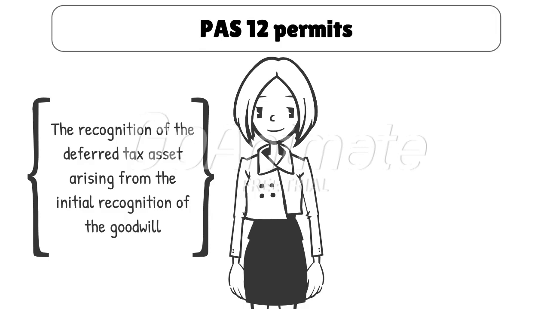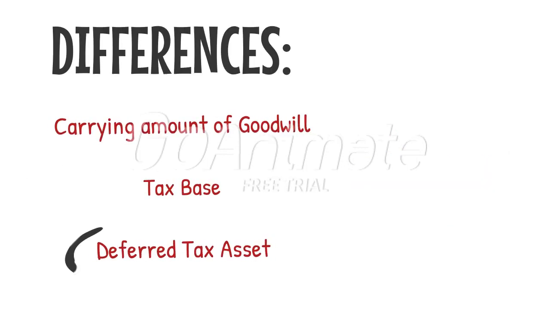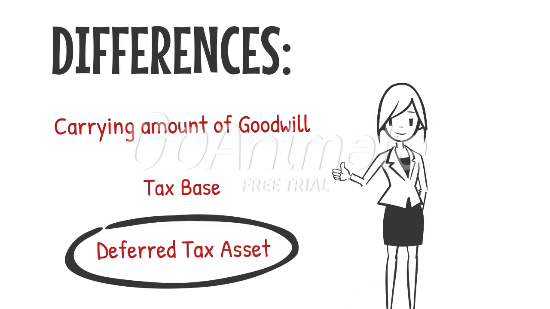PAS 12 permits the recognition of the deferred tax asset arising from the initial recognition of the goodwill, but only to the extent that it is probable that taxable profit will be available, against which the deductible temporary difference could be utilized. The carrying amount of goodwill less tax base equals deferred tax assets.